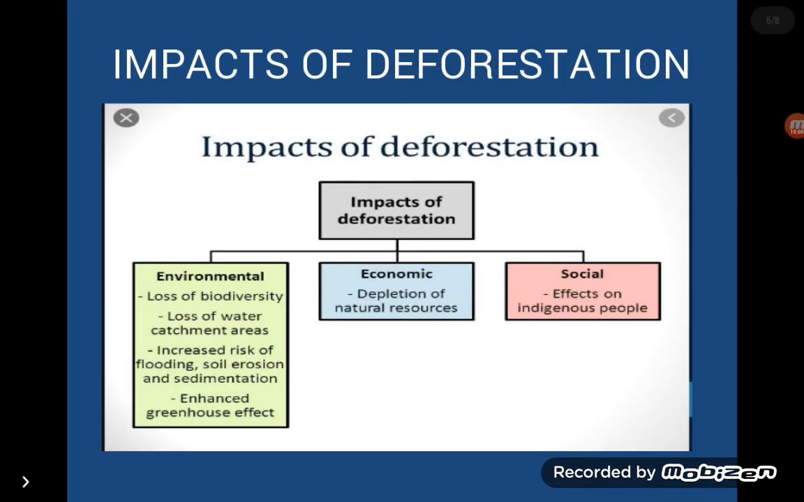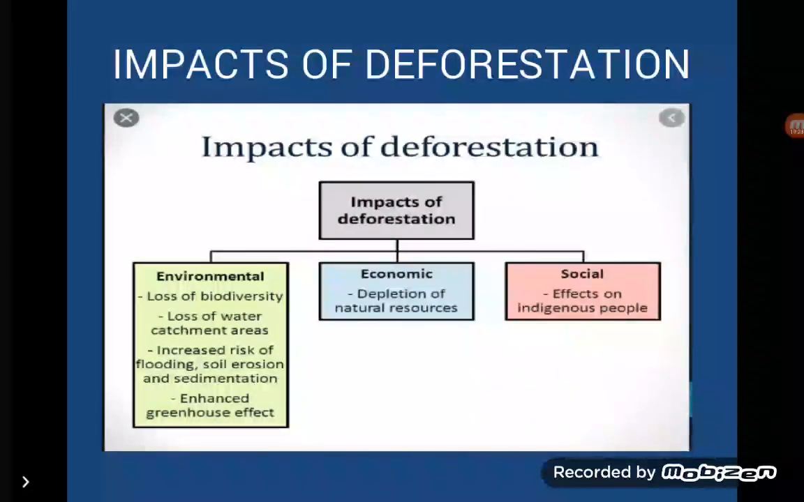And what are the impacts of deforestation? There are various impacts of deforestation: environmental, economic, and social impacts. Environmental impacts: loss of biodiversity, loss of water catchment area, increased risk of flooding, soil erosion, and sedimentation. Enhanced greenhouse effect.